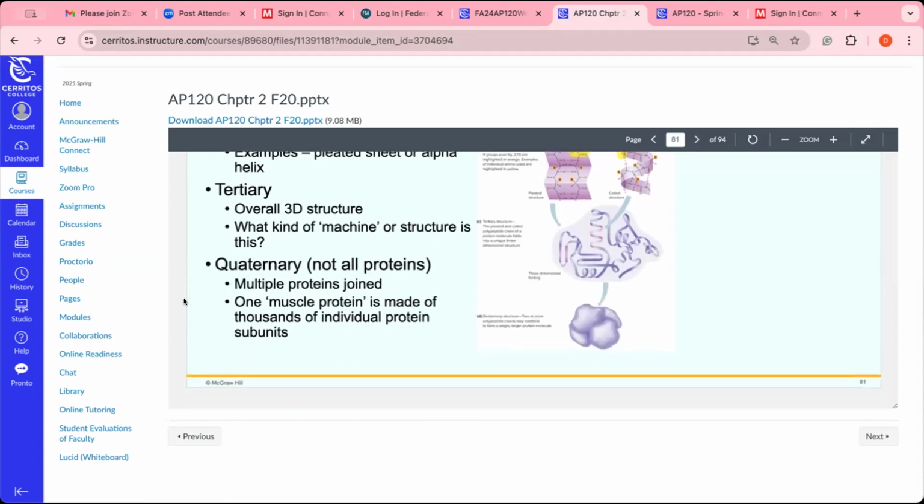Quaternary is not in all proteins. Muscle proteins are multiple proteins that are joined. One muscle protein is made up of thousands of individual protein subunits.